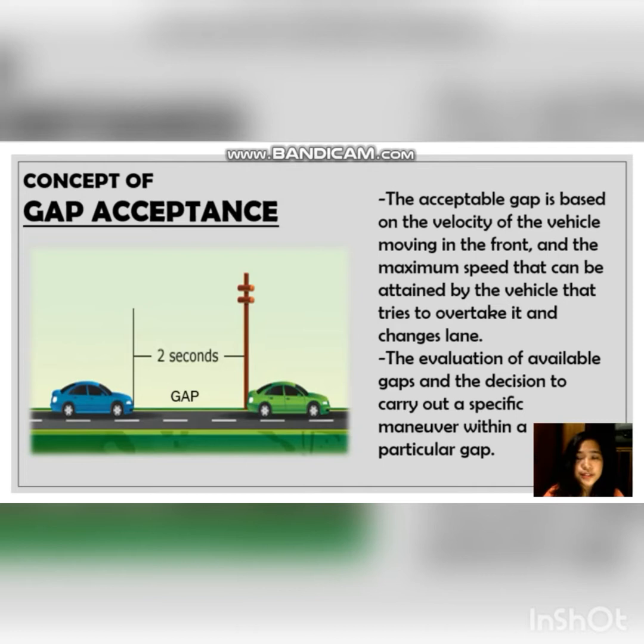So the acceptable gap is based on the velocity of the vehicle moving in front and the maximum speed that can be attained by the vehicle that tries to overtake it and change lane. It is the evaluation of available gaps and the decision to carry out a specific maneuver within a particular gap.